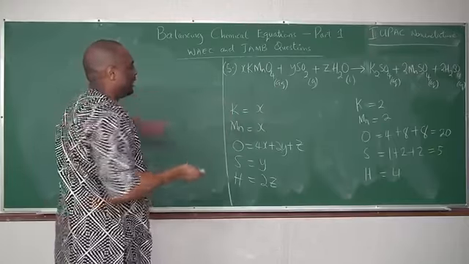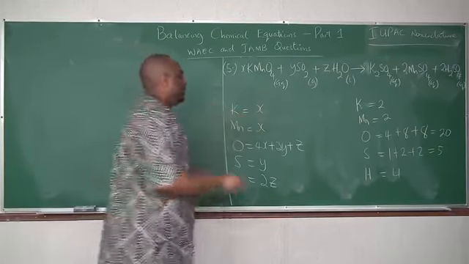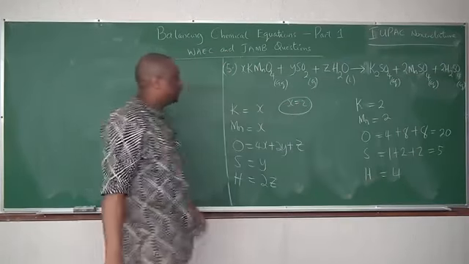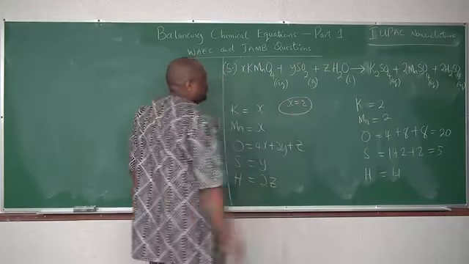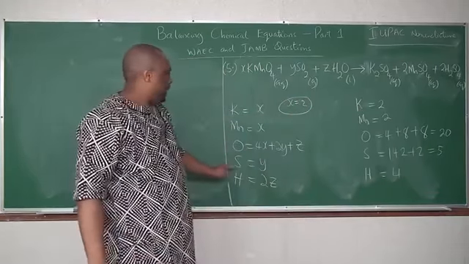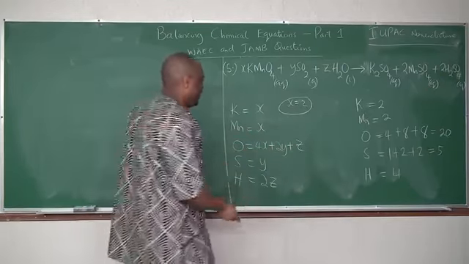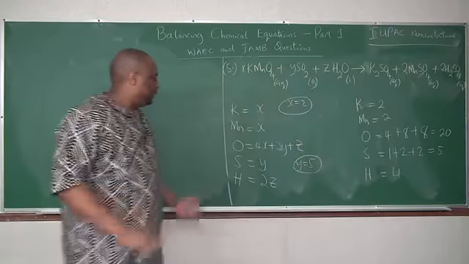X is 2, right? You see from here, X is 2, also X is 2. I mean, X is 2, right away. Okay? Then, Y is 5 from sulfur. From sulfur, you can see that Y is 5, right away.